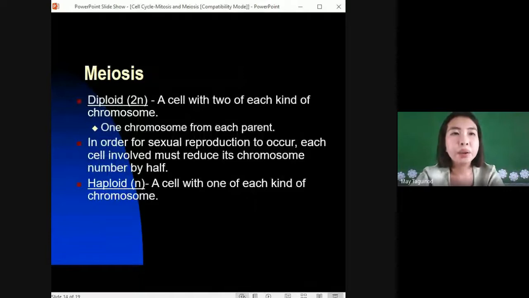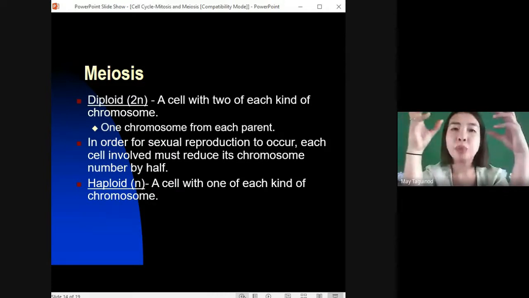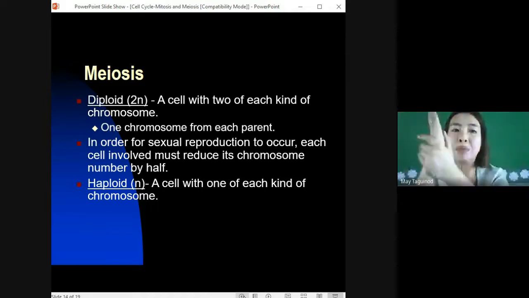All right. So the diploid, or the 2N, is a cell with two of each kind of chromosome. One of these chromosomes is from each parent. In order for sexual reproduction to occur, each cell involved must reduce its chromosome number by half. So that is the term haploid, or the N, which is a cell with one of each kind of chromosome.